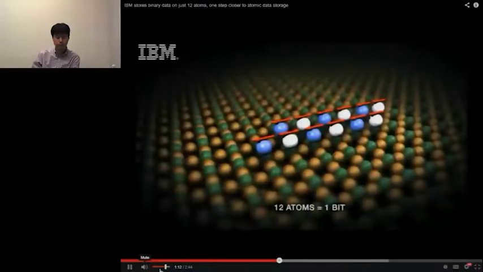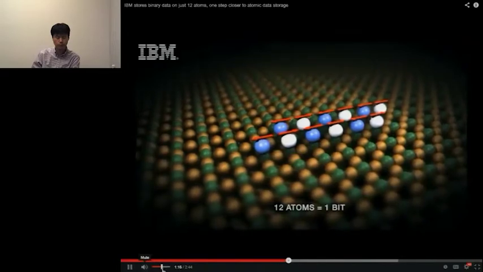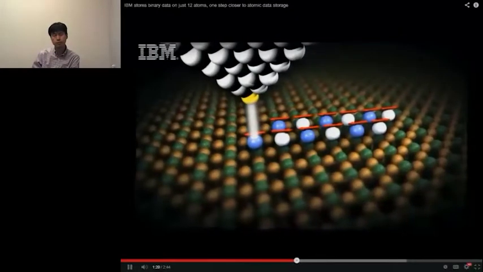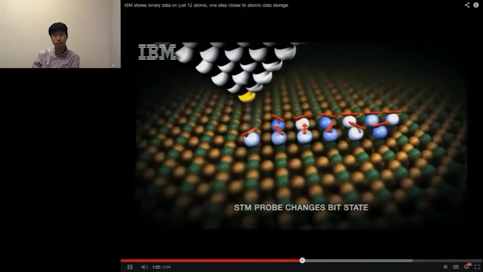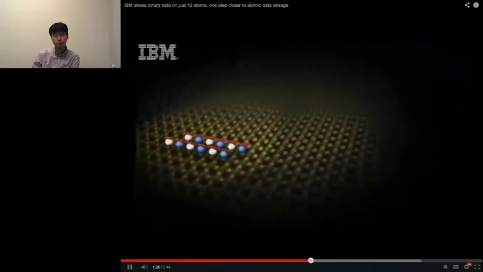Here you see a representation of a single magnetic bit consisting of 12 atoms that we built with a scanning tunneling microscope on this surface. The tip of the scanning tunneling microscope can also be used to switch the magnetic information on this bit from a 0 to a 1 or from a 1 to a 0.